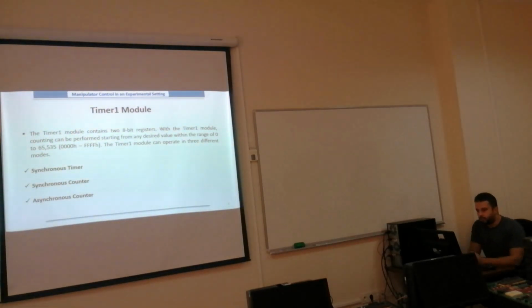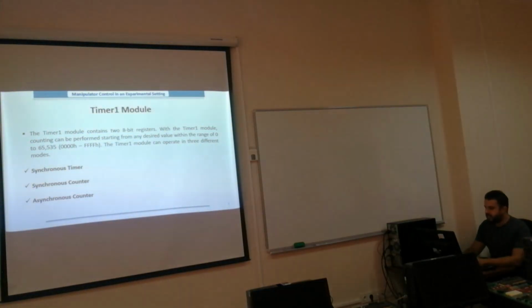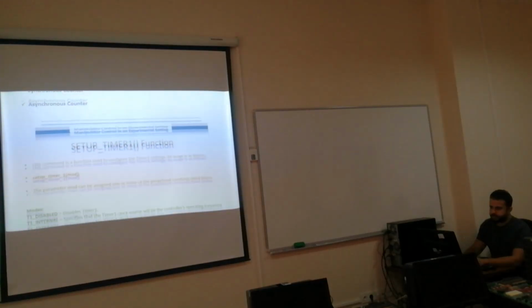The timer 1 module contains 2 8-bit registers. With the timer 1 module, counting can be performed starting from any desired value within the range of 0 to 65,535. The timer 1 module can operate in 3 different modes. These modes are synchronous timer, synchronous counter, and asynchronous counter. In this study, timer 1 will be used as a synchronous timer.